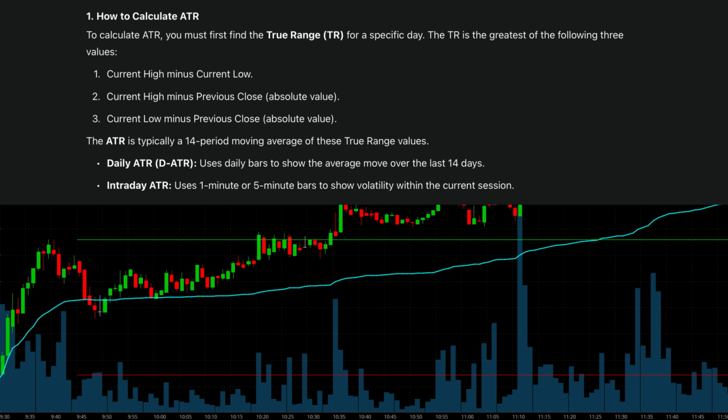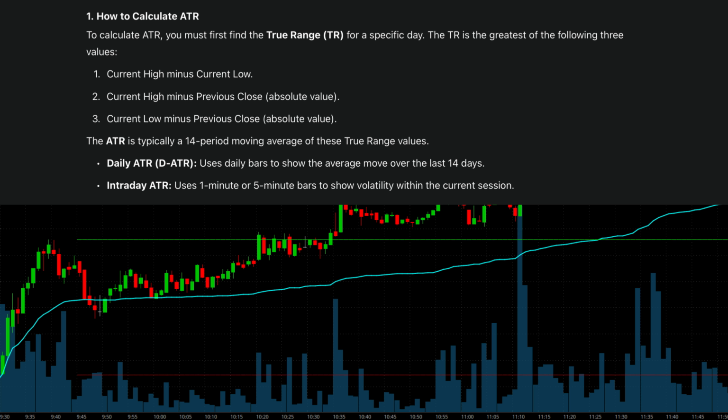To calculate ATR, you must first find the true range, TR, for a specific day. The TR is the greatest of the following three values. 1. Current high minus current low. 2. Current high minus previous close, absolute value. 3. Current low minus previous close, absolute value. The ATR is typically a 14-period moving average of these true range values.